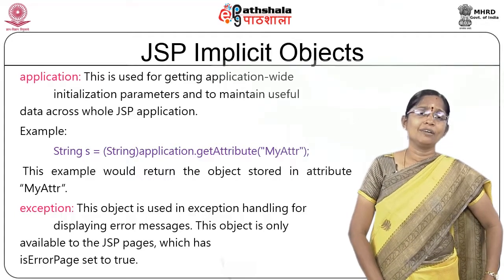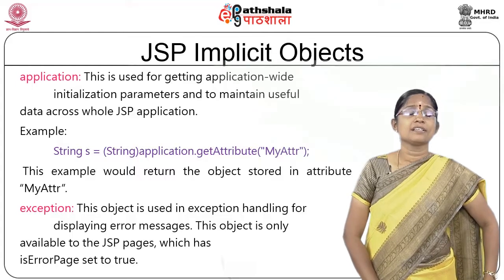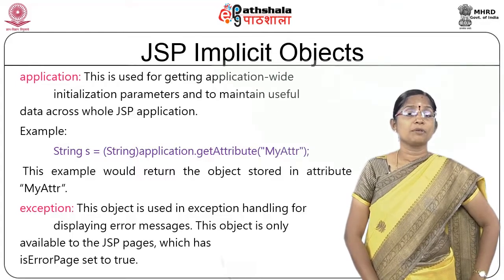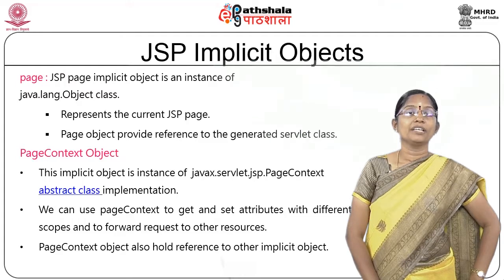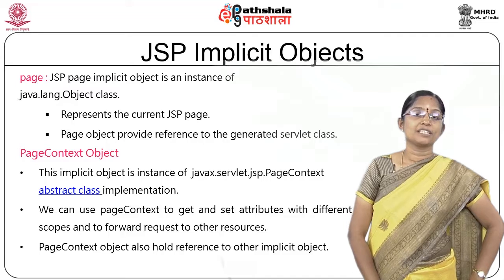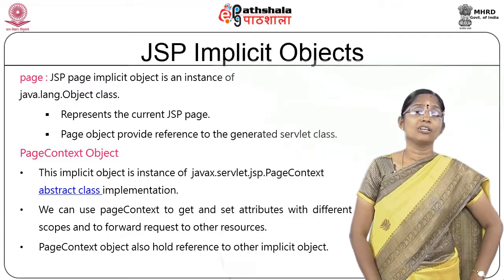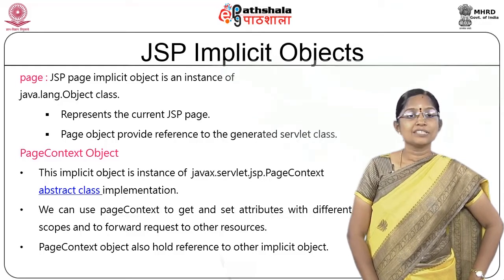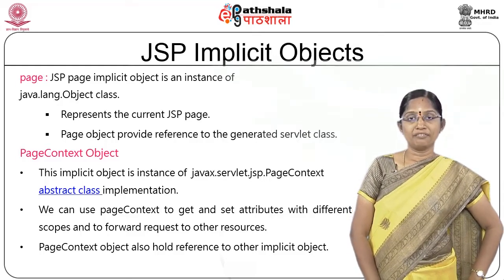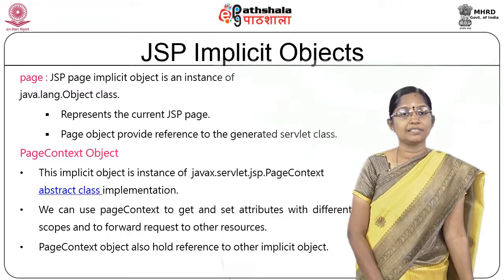This object is only available to the JSP pages which have the attribute isErrorPage set to the value true. Only in those cases can we make use of an exception. We are going to see an exception subsequently. Okay. The next object is called the page object. This JSP page implicit object is an instance of the class java.lang.Object. Always this object represents the current JSP page. The page object provides a reference to the generated servlet class.